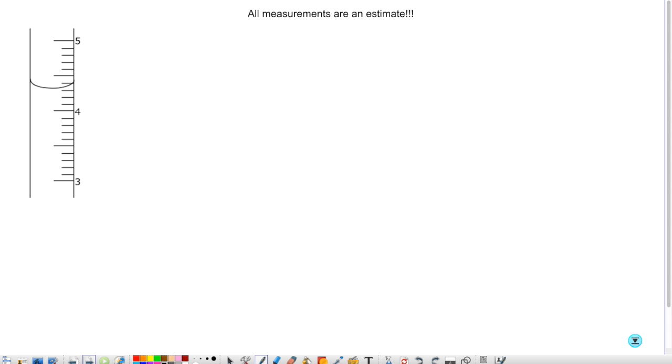All measurements are estimates. So here I have a graduated cylinder, and I'm measuring the volume of this. There are steps that you're going to want to take to make a measurement in science. The first thing you have to do is figure out the scale of your measuring instrument.